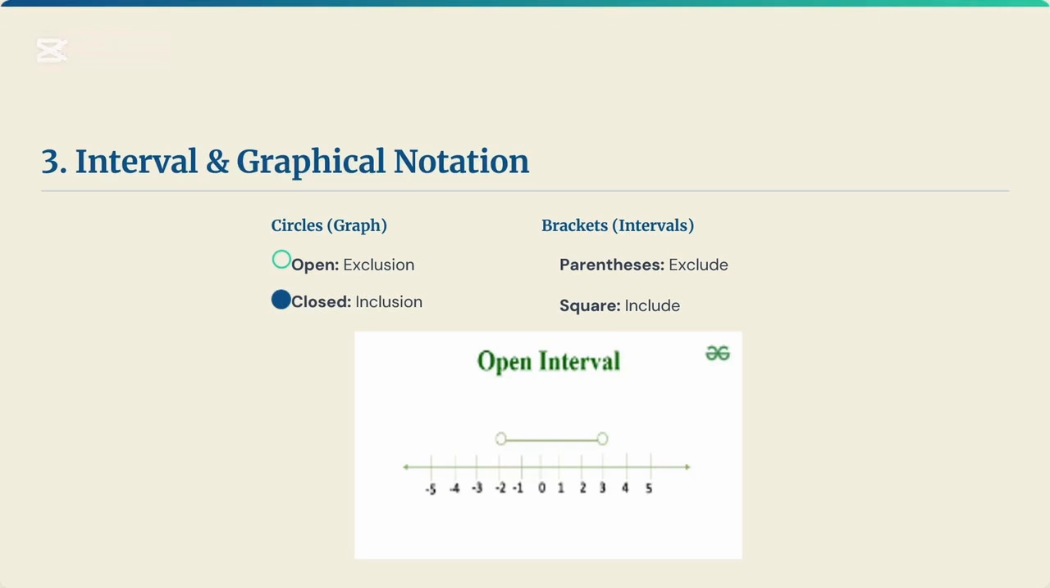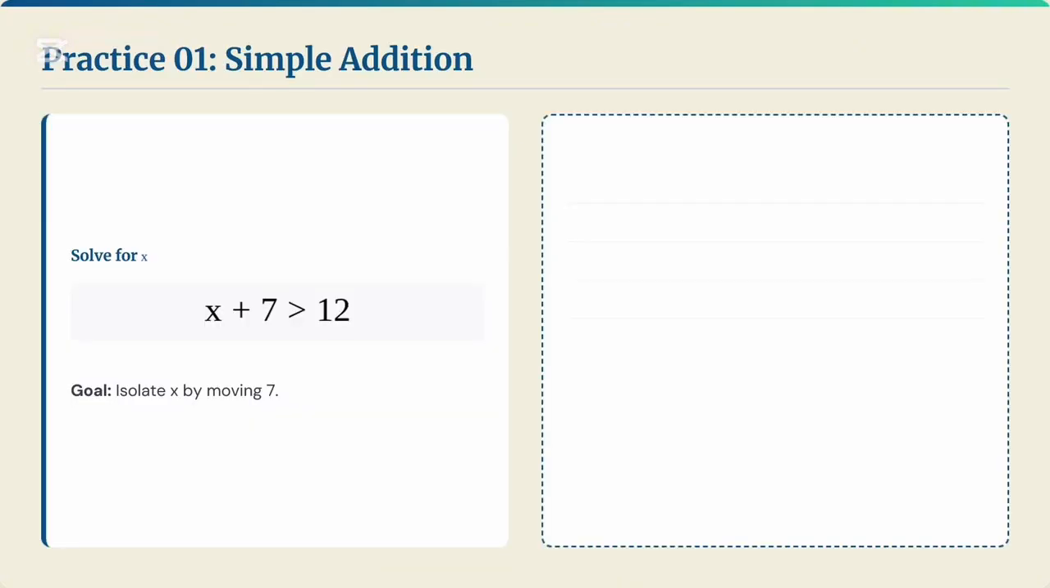Then for brackets, parentheses look like this, and when we have a number here, that means we are excluding the number. When we have square brackets, that means we are including the number. If you don't understand what's going on, don't worry. I will explain everything in the video when we get to the example.